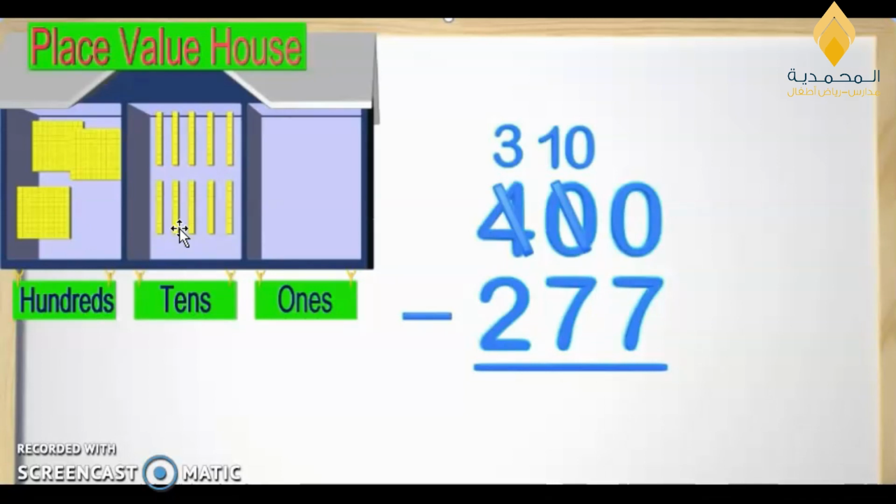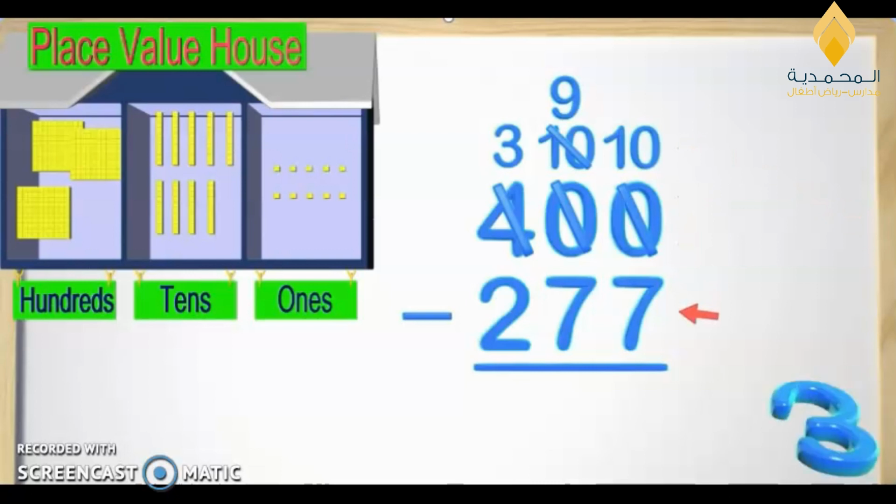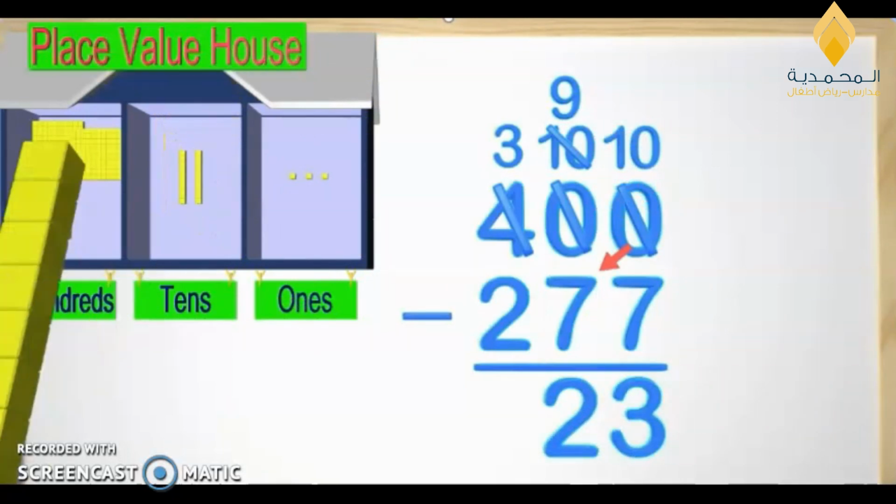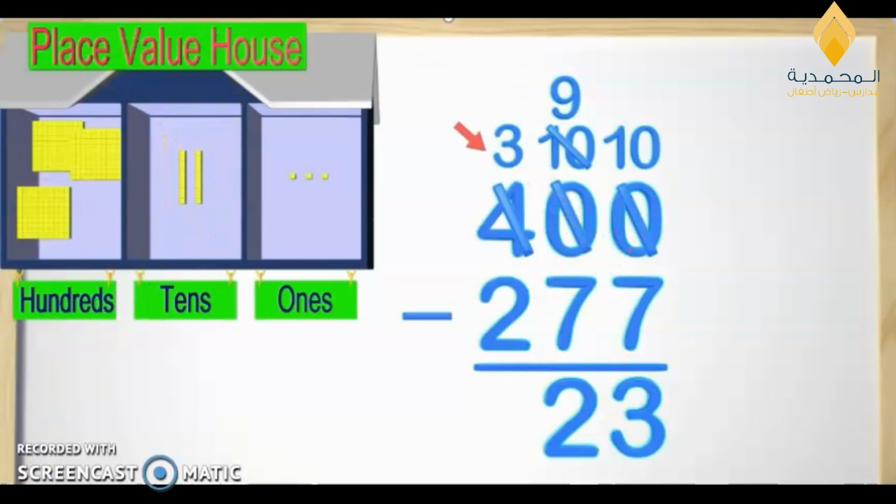Then, can we do it here? No. Look, we take 10 from the ones place, so we borrow 1 from the 10, it will be 9, and the 0 becomes 10. Then we can subtract 10 minus 7 equals 3. Excellent. 9 minus 7 equals 2. Good job. 3 minus 2 equals 1.